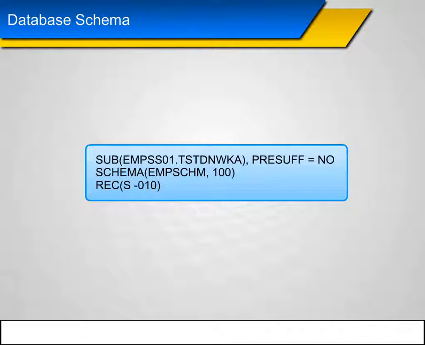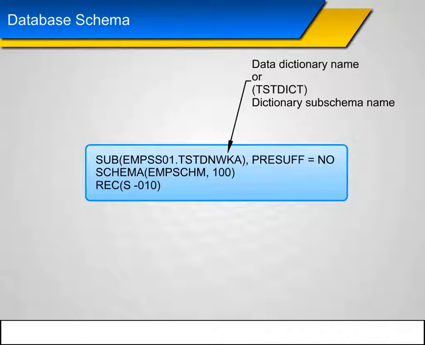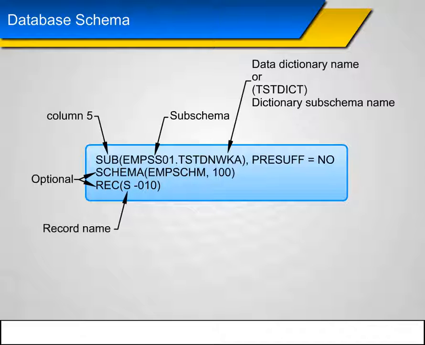Sub EMP SS01.TSTDNWKA, prefix suffix PREF-SUFF equal to no, schema EMP SCHM, 100 REC S010, data dictionary name TSTDICT, dictionary subschema name, subschema column 5, optional record name, schema name.